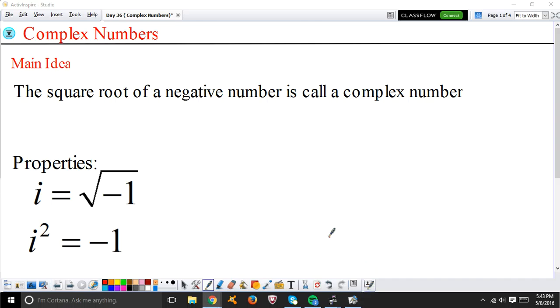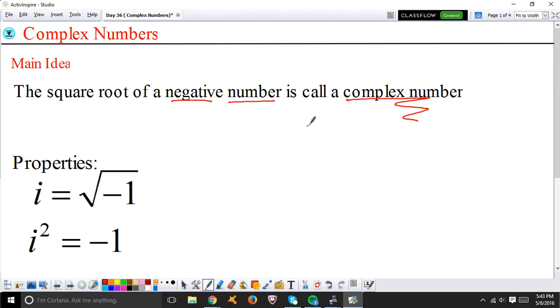Now, here's a lesson on complex numbers. The idea of complex numbers is that when you take the square root of a negative number, that is called a complex number. This is what we're going to introduce. So when you take the square root of a negative number, we're going to call that a complex number.